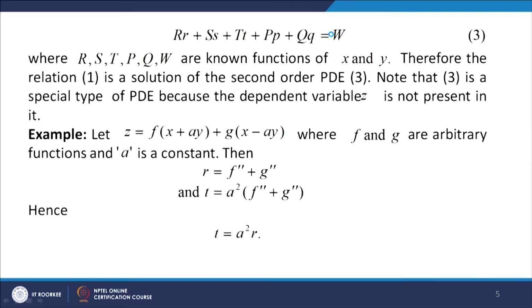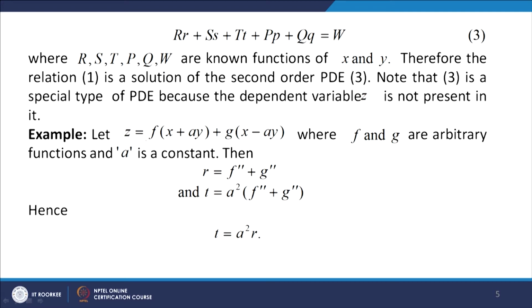Now, this PDE is of a particular type because the dependent variable z is not present in this equation. The capital R, capital S, capital T, capital P, capital Q, capital W are functions of x and y, and the rest are partial derivatives r, small s, small t, small p, small q. So this is a partial differential equation of second order of a special type because the dependent variable z is not present in it. Now, let us take an example.